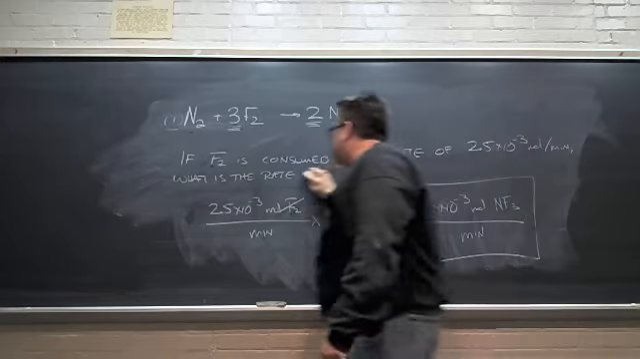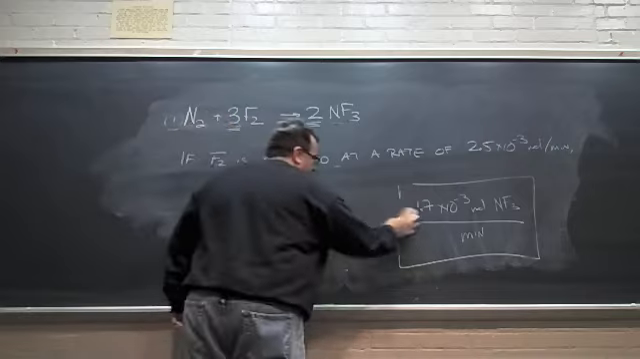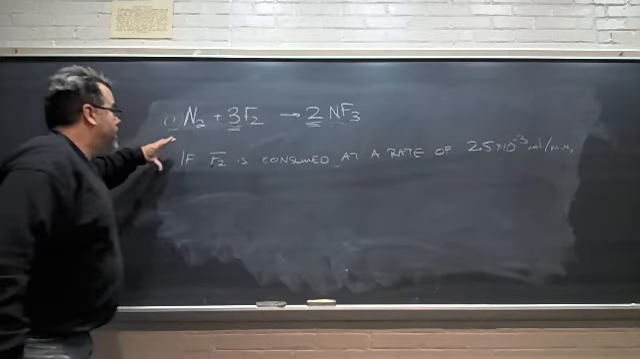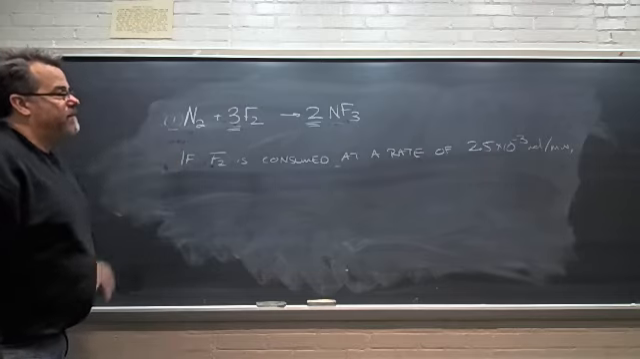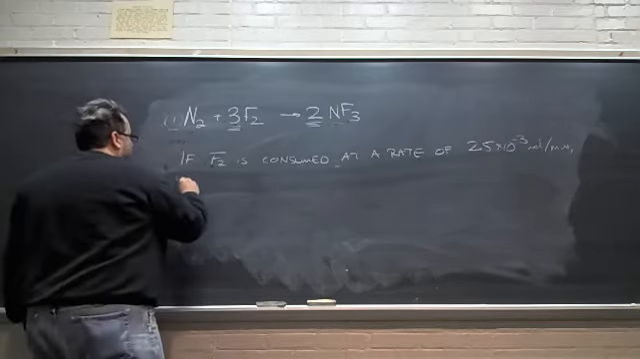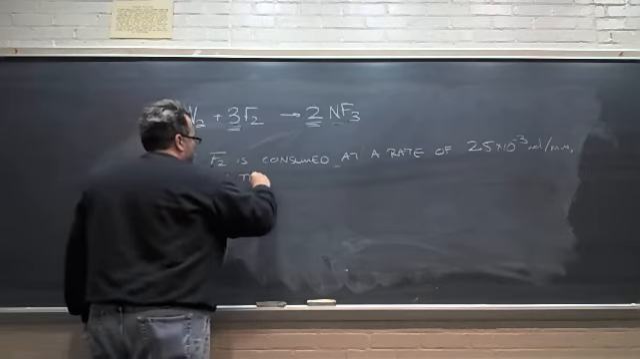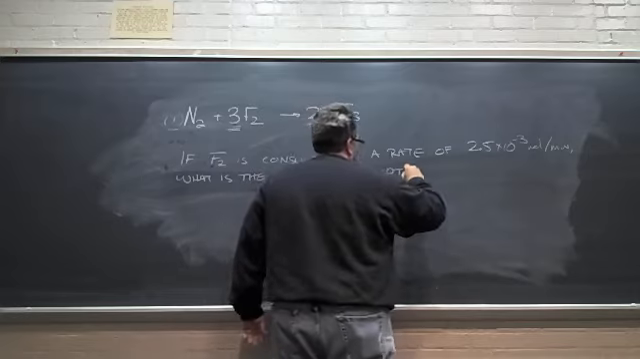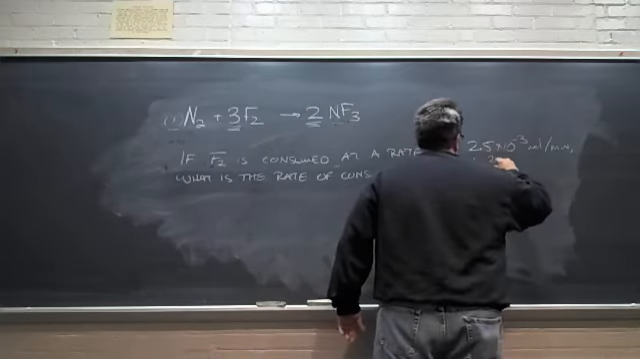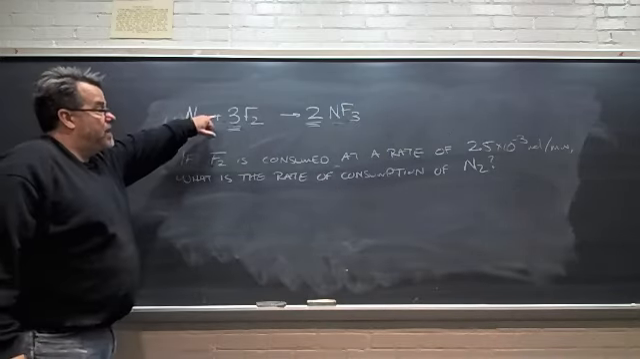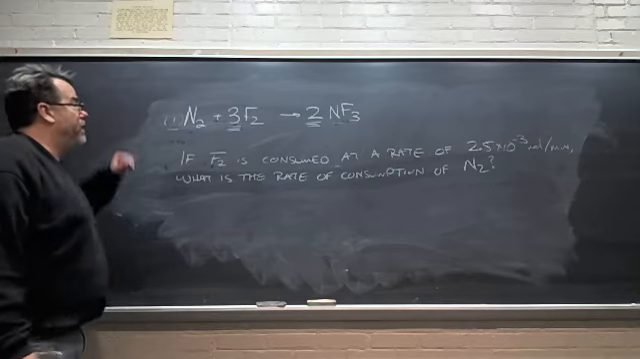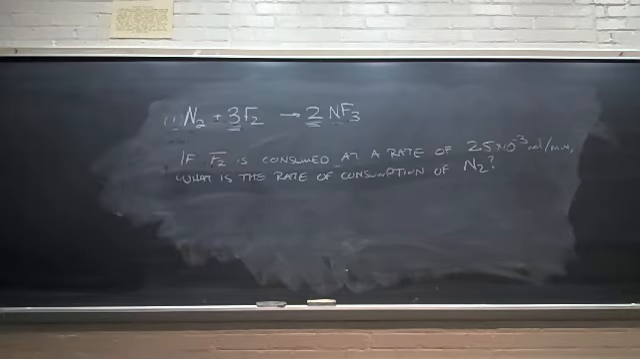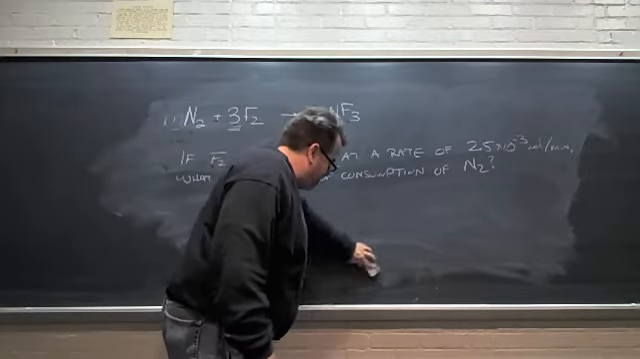Let's keep this same reaction up here and do a second question. I'll put this up here and let you solve this on your own. All right, so we'll start with the same premise. Fluorine is consumed at a rate of 2.5 times 10 to the minus 3 moles per minute. What is the rate of consumption for ammonia? Okay, take a minute, hit pause if you'd like, work on that problem, and then when you're done, unpause it, and you can check.